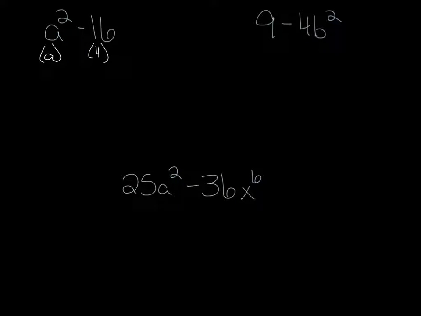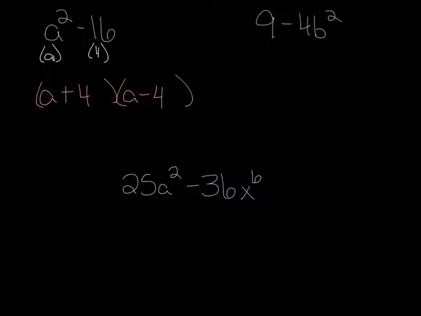Okay? And then whatever those roots are, you're going to set up your two sets of parentheses and you're going to do the sum and the difference. So a squared minus 16 factors into a plus 4 times a minus 4. You could check this. a times a is a squared. Minus 4a plus 4a would go away, and 4 times negative 4 is negative 16.